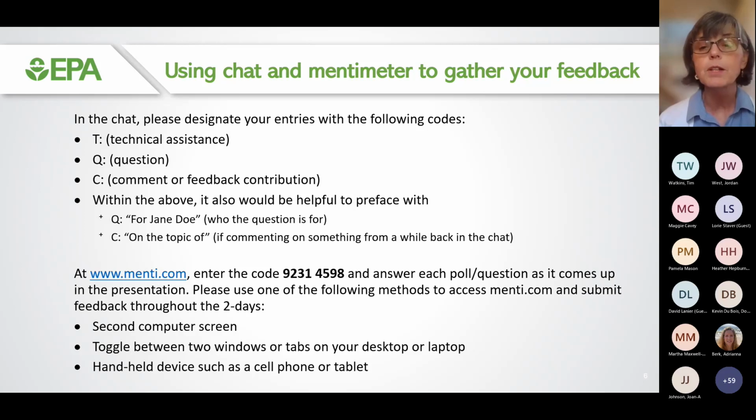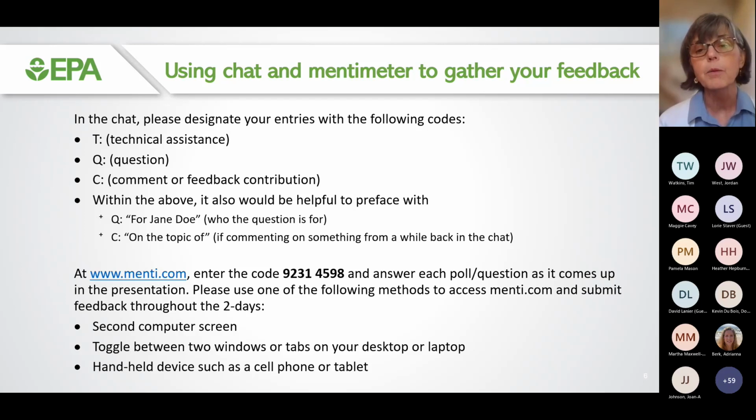If you have a question for one of the speakers, you could put a Q. And if you're so inclined, you could also put the name of the person that you would like to direct your question to, if it's a specific question for a specific person. And last, if you have just a general comment, you could just have a C precede your comment.